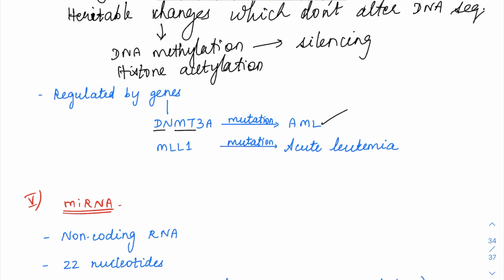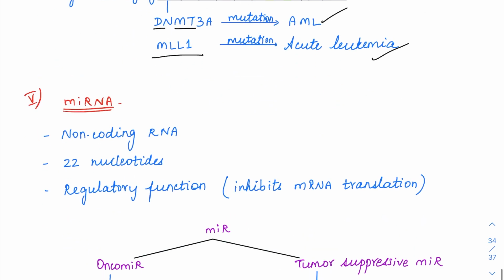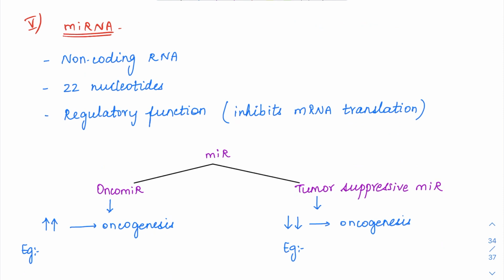DNMT3A is going to be mutated in acute myeloid leukemia, and the MLL1 gene is going to be mutated in acute leukemia, MLL2 in follicular lymphoma. So many such genes are going to be there. Leukemias and lymphomas are usually caused because of these epigenetic alterations.